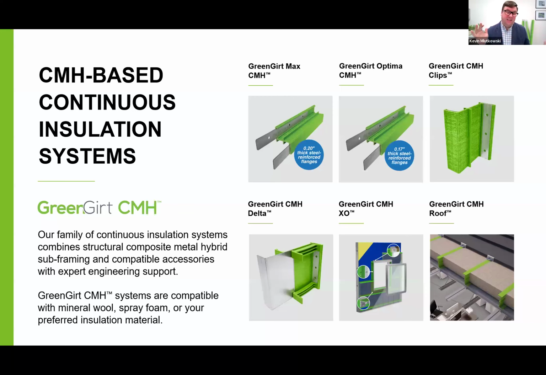Both of those come in the standard 8-foot length, whereas the next couple of systems, the Green-girt Clip and the Green-girt Delta adjustable, are clip systems that are manufactured in 6-inch sections. Again, both of them have the steel reinforcement. The Clip is the standard clip that's non-adjustable, where the Delta is adjustable, specifically developed for retrofit buildings, although we've seen it used on many new construction projects as well.